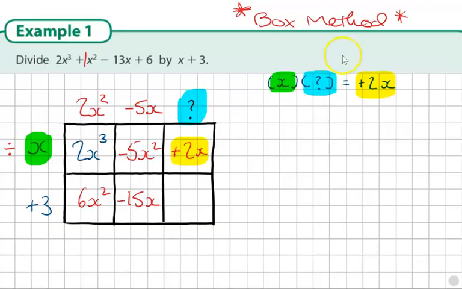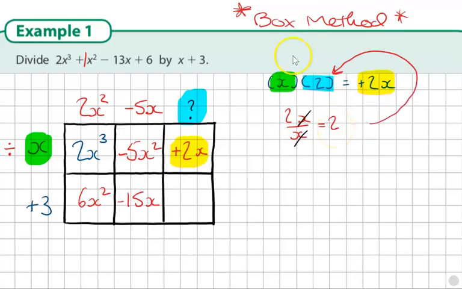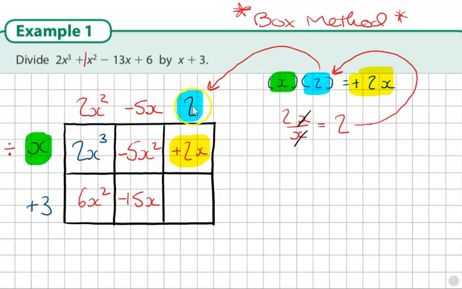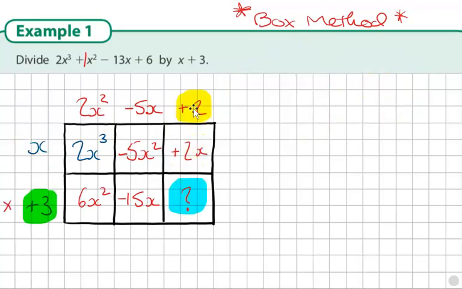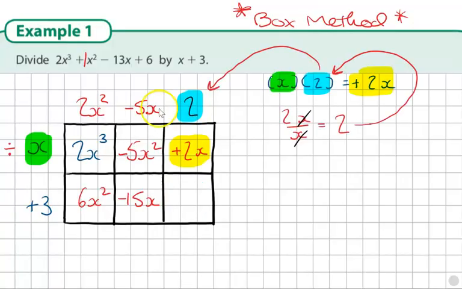So x multiplied by what gives us 2x? Well, we can rewrite that as 2x divided by x. The x's will cancel, and we get 2. So it's x multiplied by 2 gives us 2x. So we're going to put the 2 on top. So that's the last part of our quotient. So that should be plus 2.